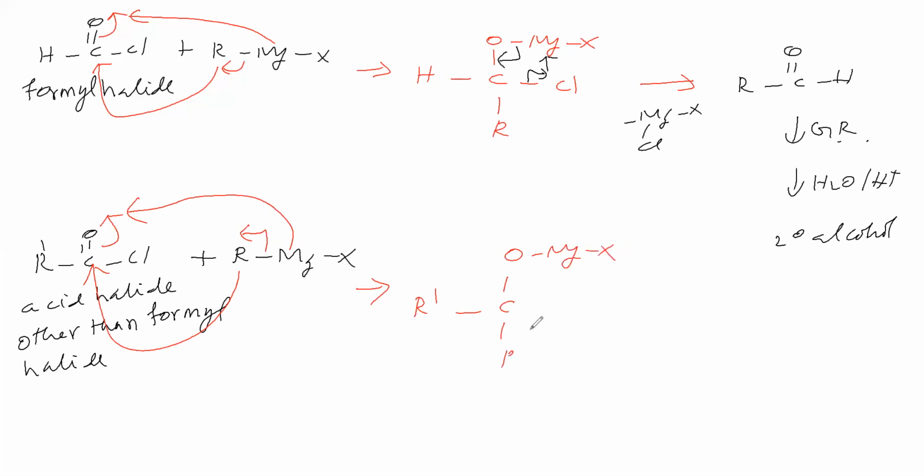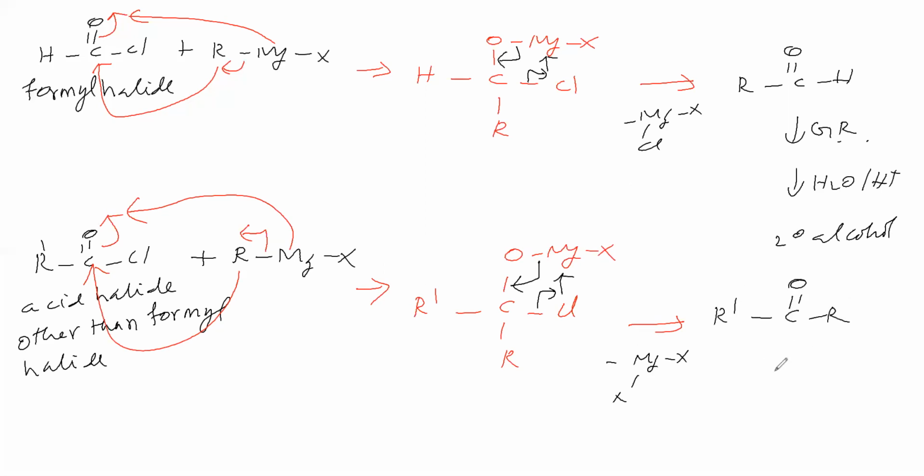In this C, the R group comes here, and Cl is there as it is. Next, the interchange that takes place is this bond comes here, this bond goes here, bonding with Mg. Therefore, MgXCl is leaving, and what we are getting is a ketone.